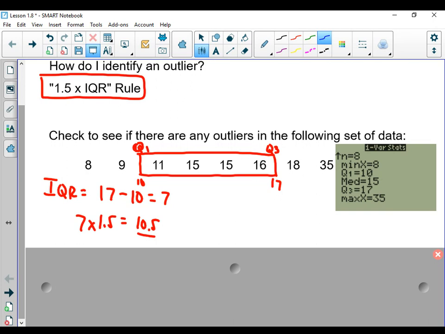Because what I'm going to look at, first of all, on the low end, is from my Q1 value, if I were to take away 10.5, that's going to be as low as I can go without having an outlier. So I'm going to take Q1 minus whatever I get here and see what that answer is. Or in this example, I'm going to take 10 minus 10.5.